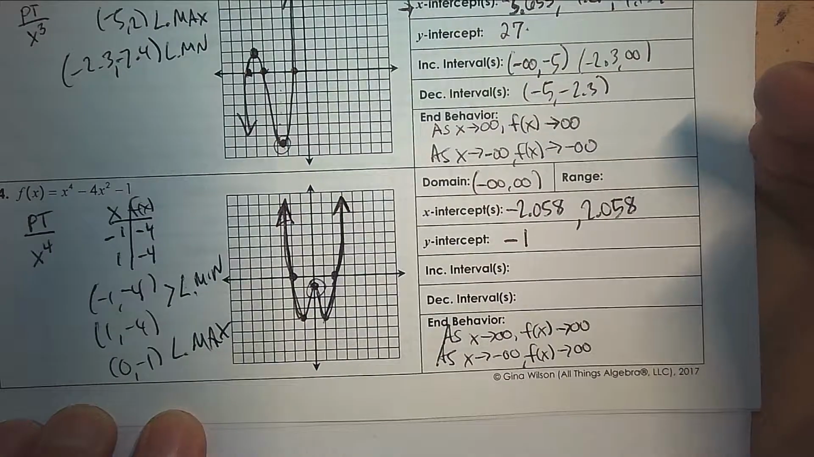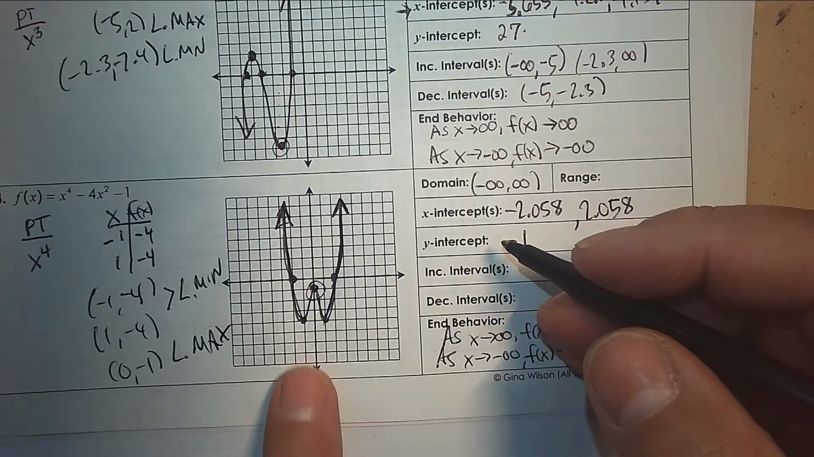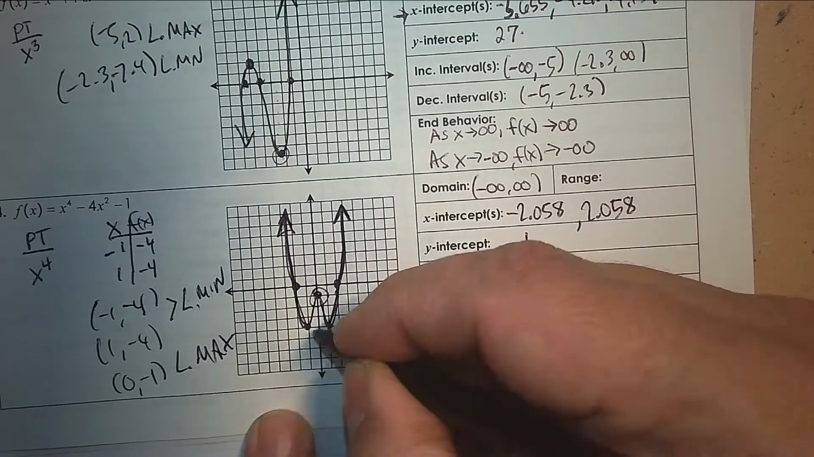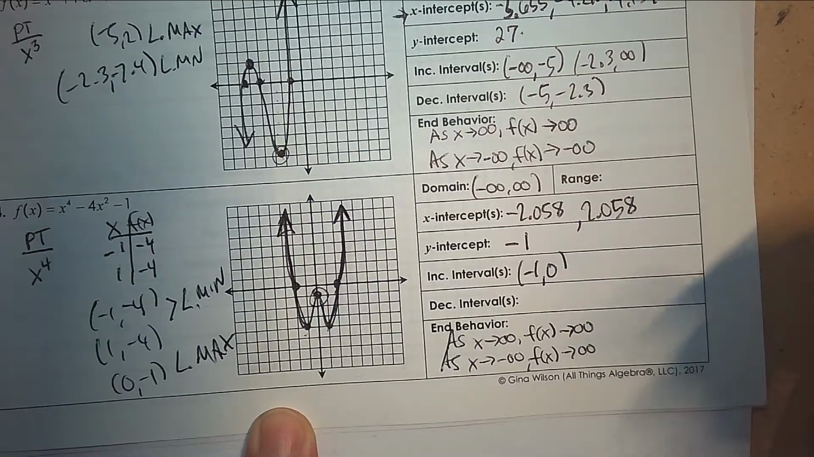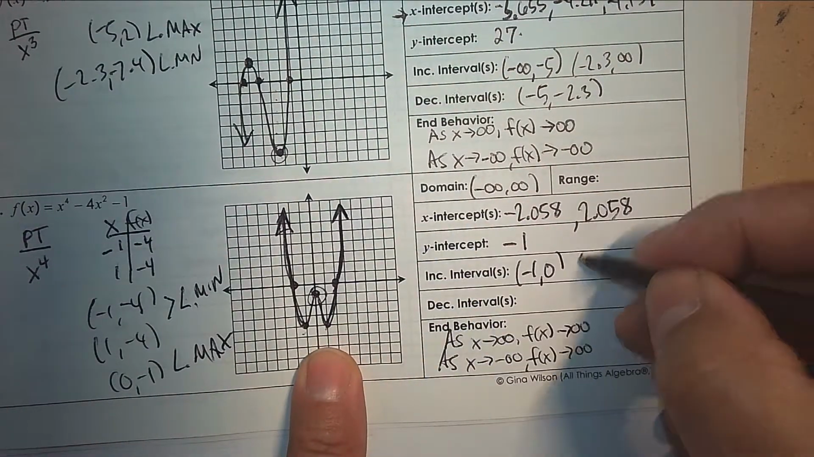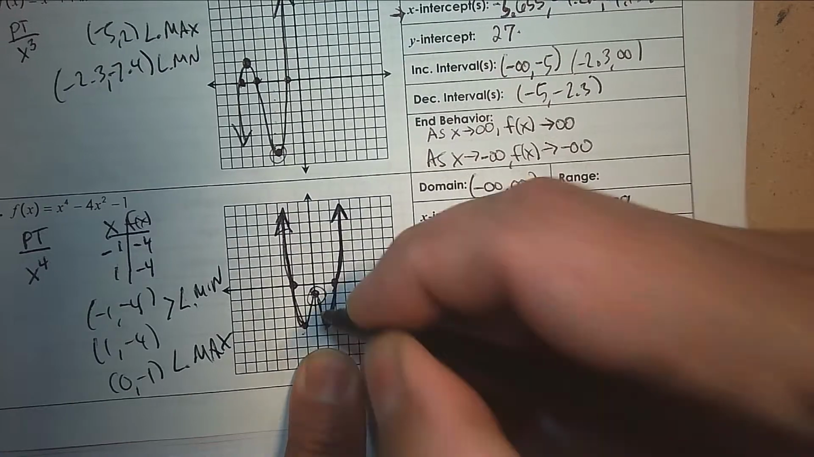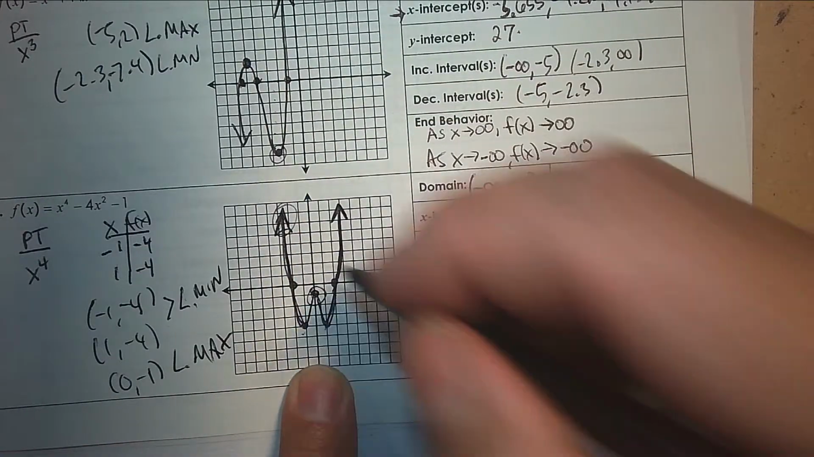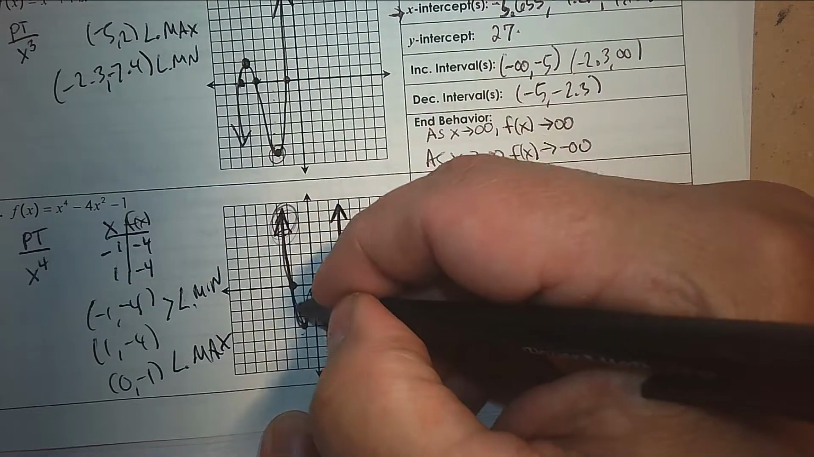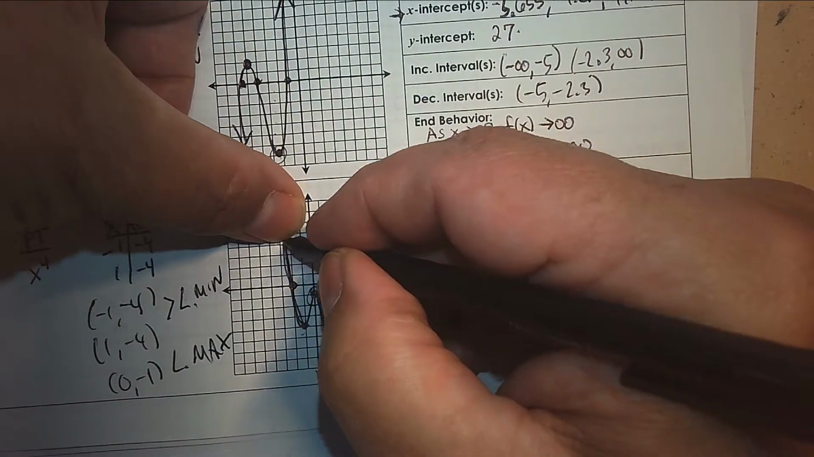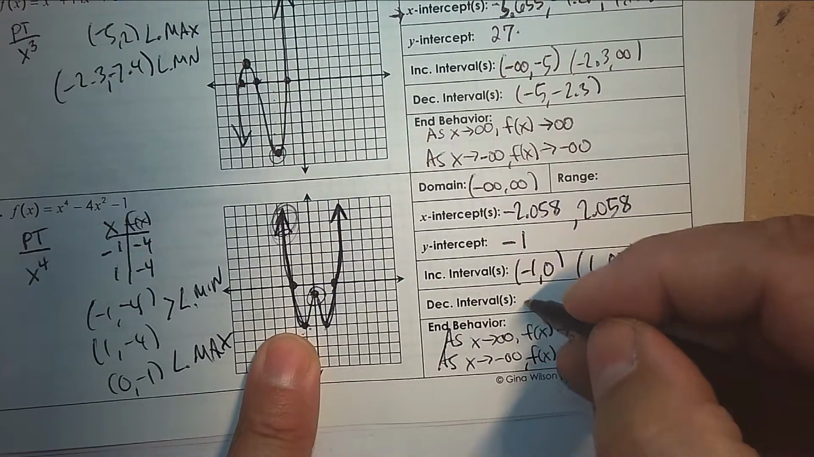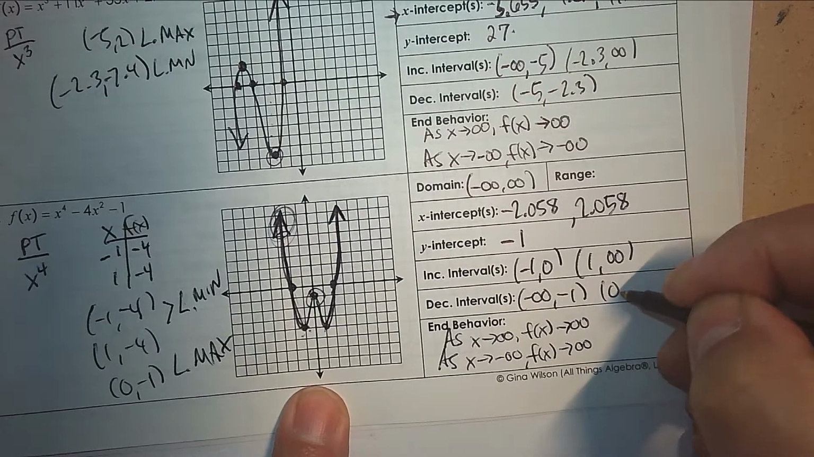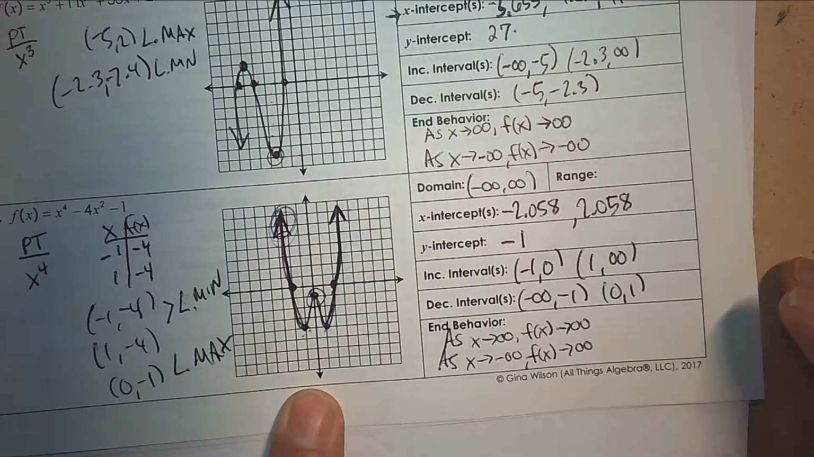So where is this graph increasing? I'm going to use -1 to 0. So from -1 to 0 it's increasing. Where else is it increasing? From 1 to infinity. Don't be fooled by this arrow. If you covered up that arrow, it is decreasing. So from negative infinity to -1 it is decreasing, and from 0 to 1 it is decreasing.